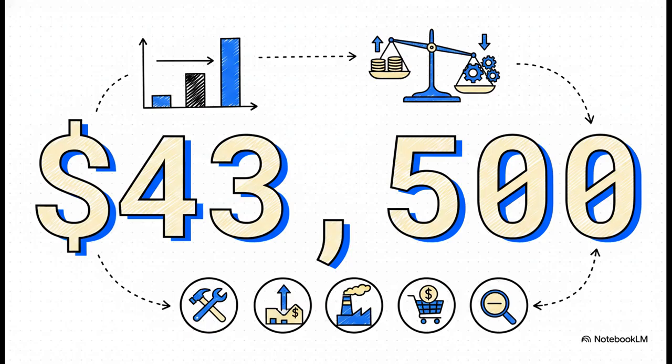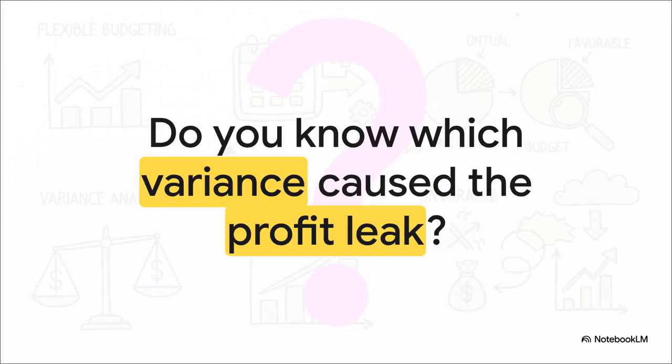It was the exact calculated sum of every operational win and loss across materials, labor, overhead, and sales. When you stop comparing actuals to rigid fixed budgets and start actually flexing your allowances, every single operational secret comes to light.